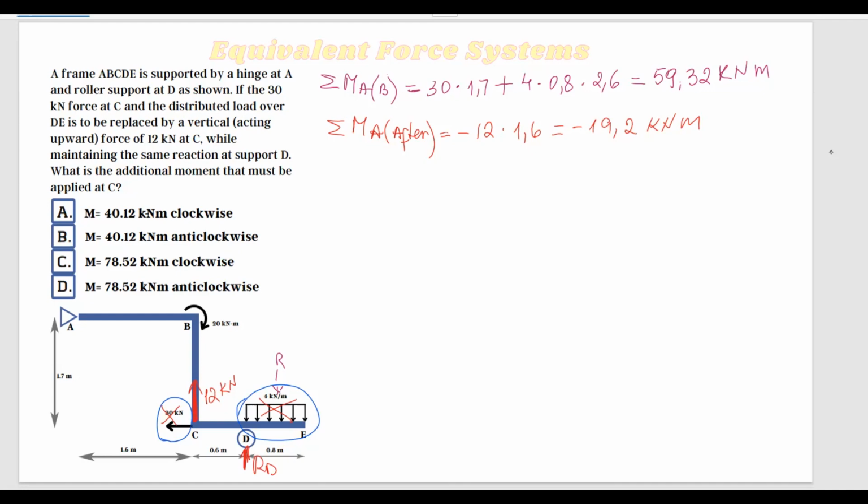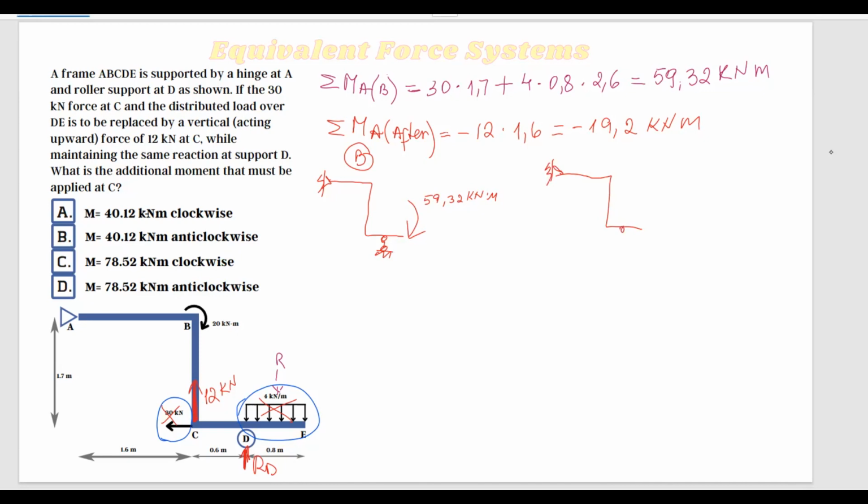So this is where we were last time, and what we did last time, I said, what is the additional moment that must be applied at C? The way we do that, we're going to draw this system quickly, like this here. And we're going to say, before we remove the forces, I have a moment going clockwise of 59.32 kilonewton meters.